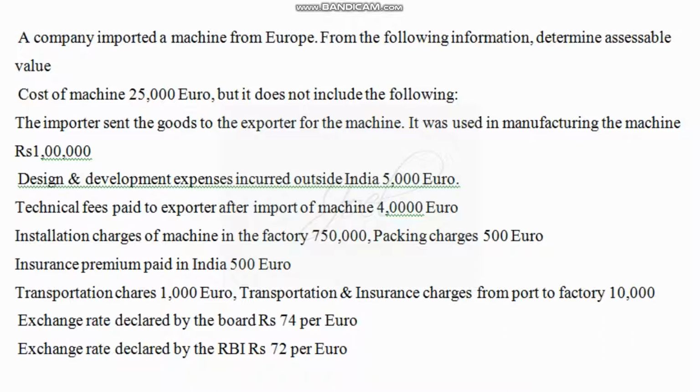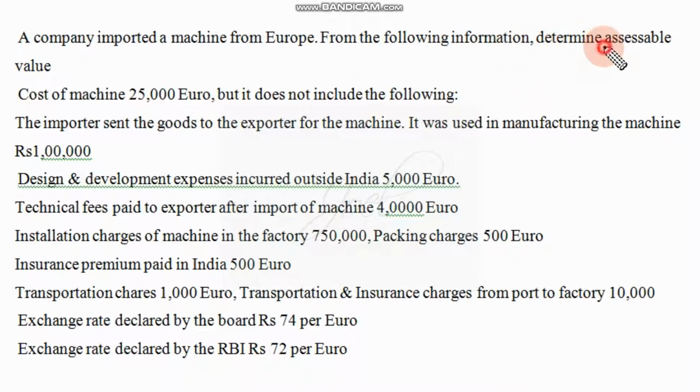Sometimes in some of the cases CIF value will be given. When CIF value is given or available, we have to check whether there are any items related to commission to the agent. If it is there, that can be added. If not, CIF price itself is our assessable value. So we'll see a problem.